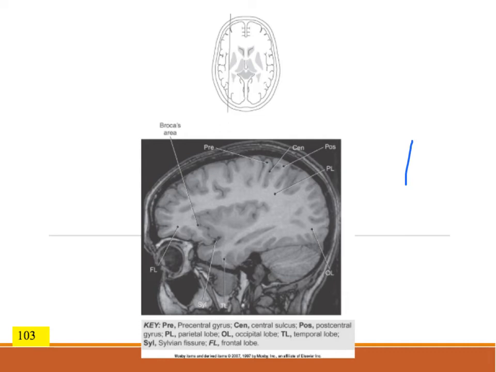What was the other fissure that you wanted to know? The lateral and the longitudinal fissure, yes. Let's get rid of that.